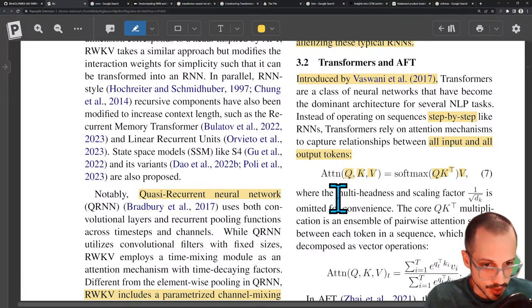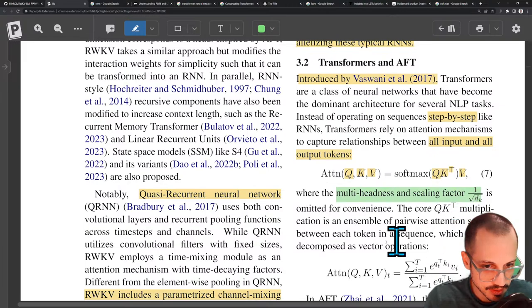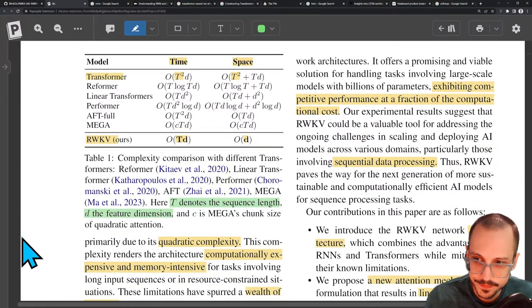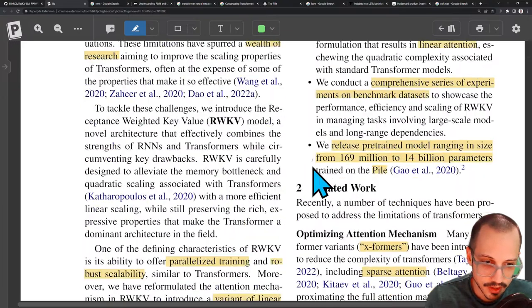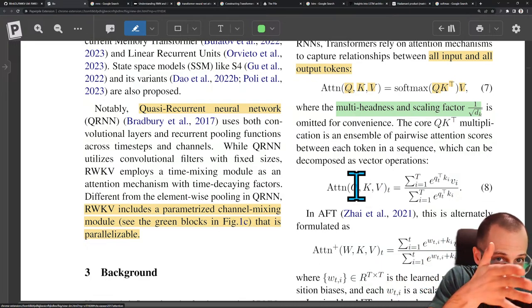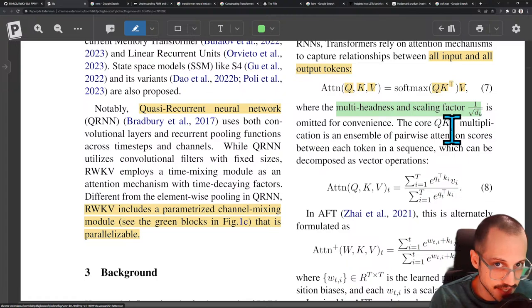Okay, now the multi-headedness and the scaling factor 1 over the square root of d_k. d_k is the dimensionality of the feature space here. I think this corresponds to the d they're using here, the feature dimension. Obviously you're going to have a bunch of these attention heads in parallel, and then you divide by 1 over the square root of d_k so that the number of heads doesn't matter.